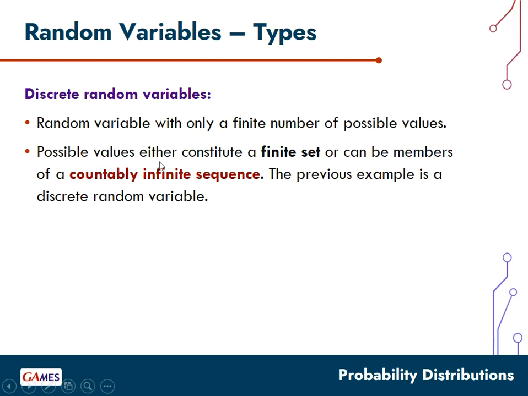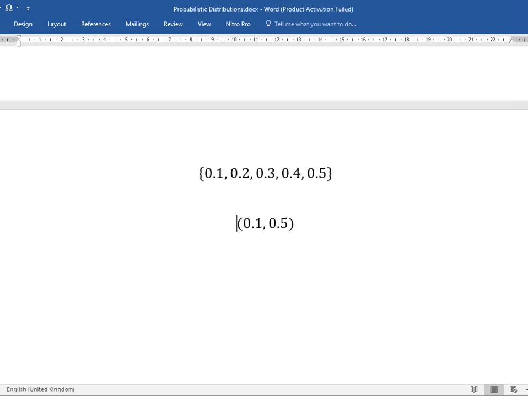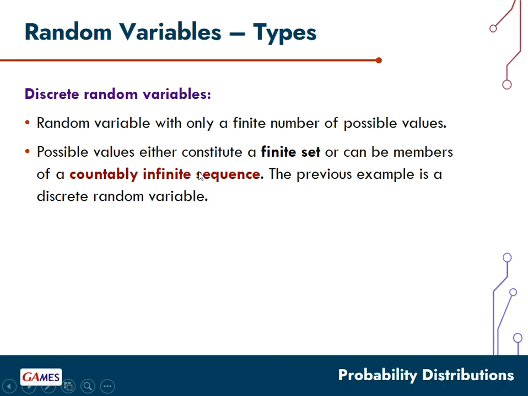So I mentioned here that possible values can either constitute a finite set, like we have here. This is a finite set. This is a finite set. Of course, this one is continuous. This is finite. This is discrete. But we can also have something more interesting. We can have values that are members of a countably infinite sequence.